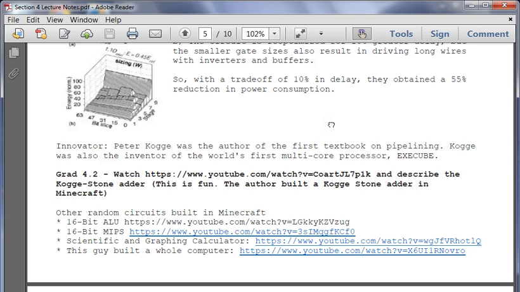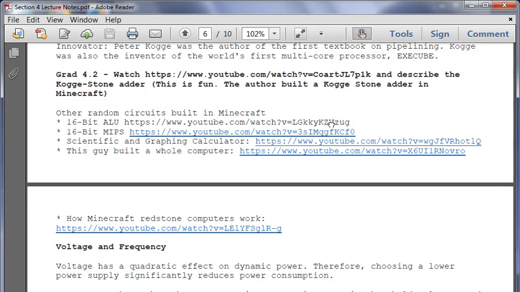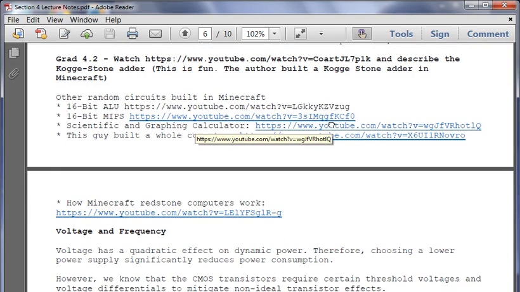One guy did an adder with water. Yeah, I haven't seen that one. Adder with water, I can look that up. Okay, so this link is the one that's required for the grad students, but you can just go in there and see how big it is compared to another adder.